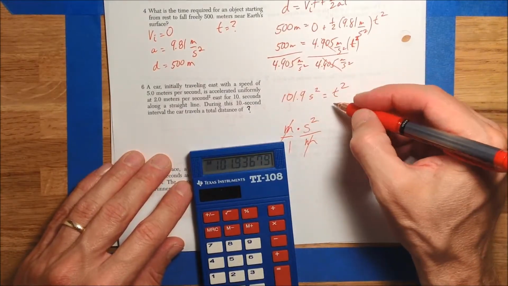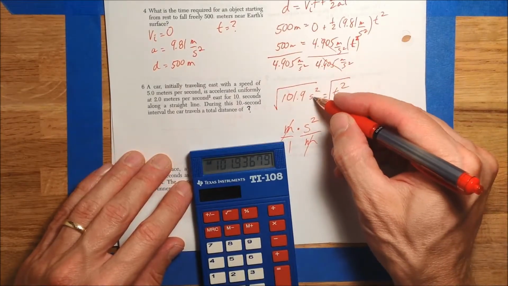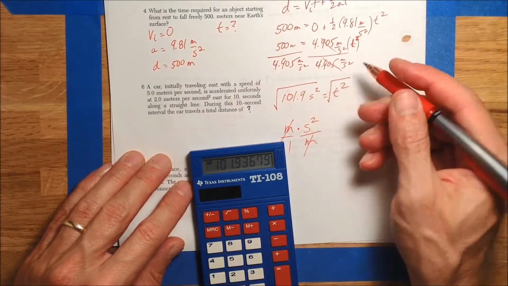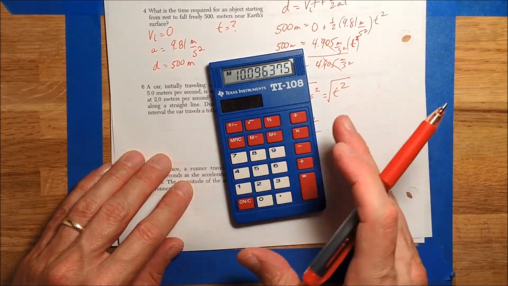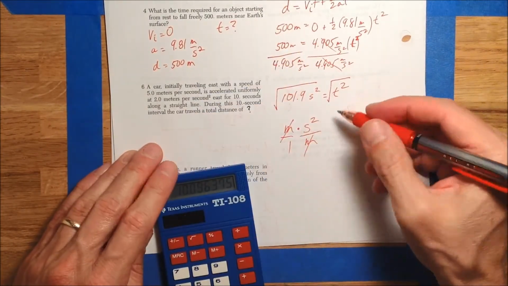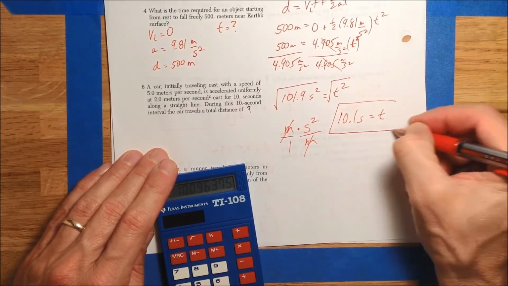So I want to get t by itself, so take the square root of both sides. Even the units, the square root of second squared is just going to be second. That's nice. Do the square root of that, and I get pretty much 10, maybe 10.1. 10.1 seconds equals the time right there.